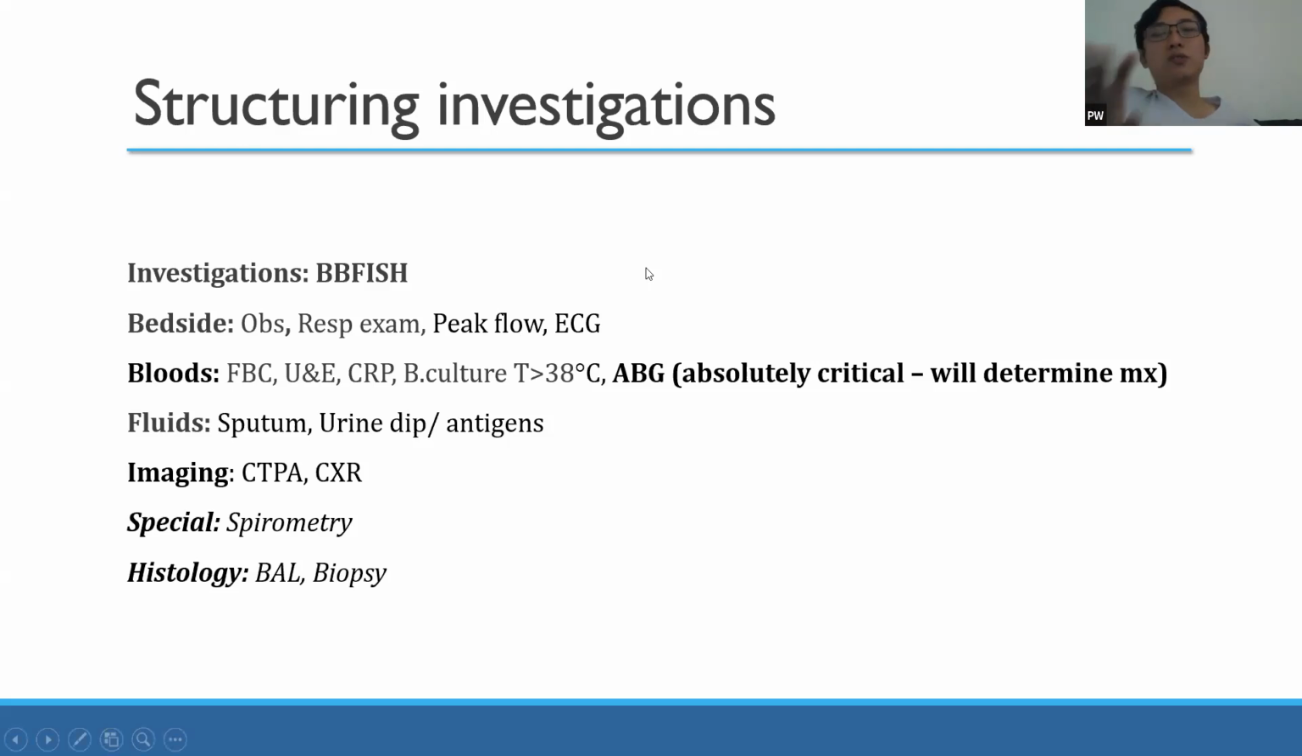And with respiratory patients, people who are sick, you need to get that ABG. This is critical. It's going to determine your management. It's going to give you a prognostic indicator. It's going to tell you if they're type 1 or type 2. The other things you can do: get your sputum cultures, your viral swabs, your urine dip and antigens, your pneumococcal urine antigen tests, and get your imaging.